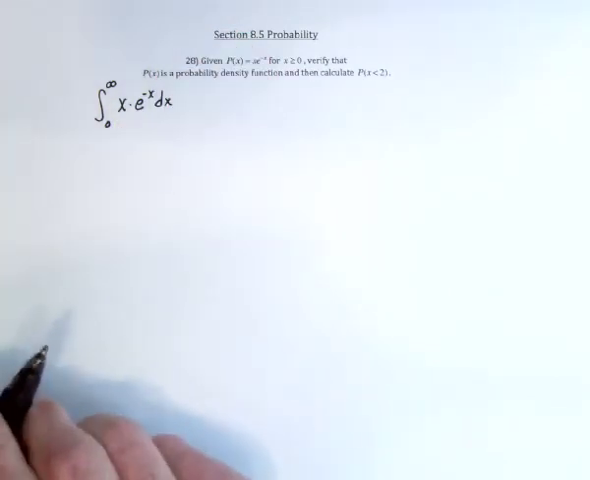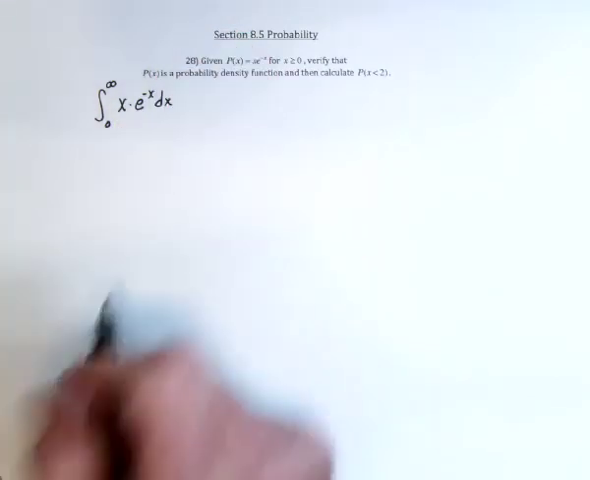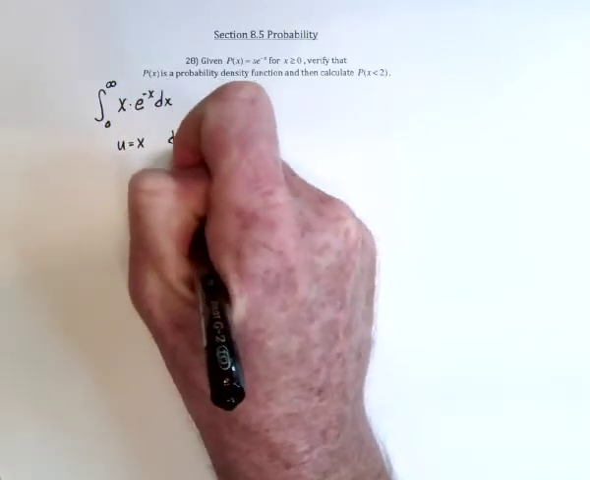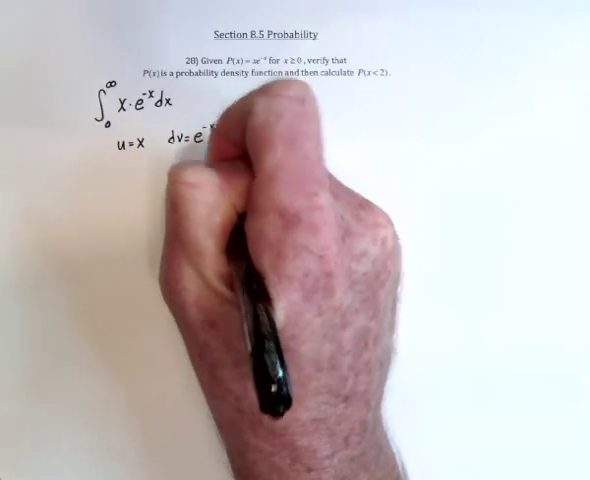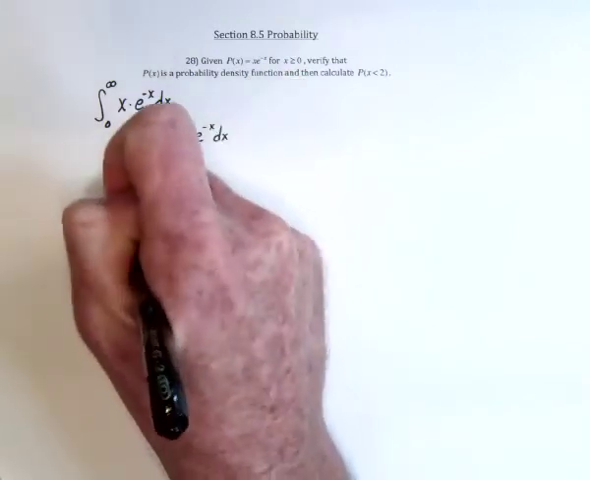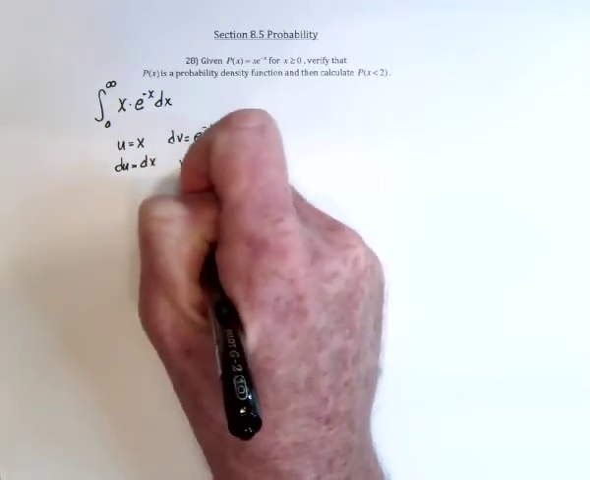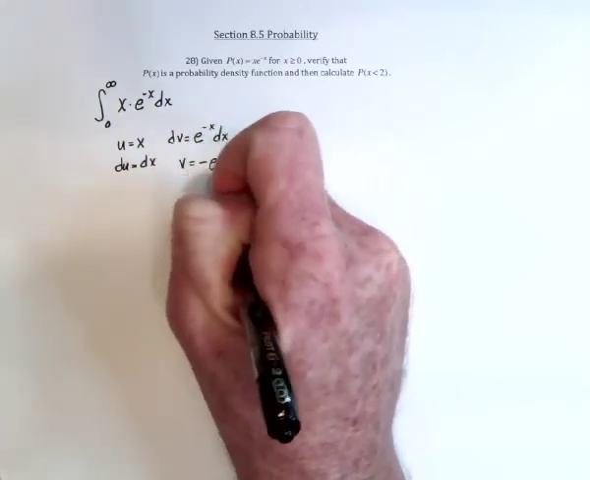So this is a good candidate for integration by parts. Let u equal x, and dv will equal e to the negative x dx. Over here, take the derivative, and you just get 1 dx. Over here, it would be negative e to the negative x.